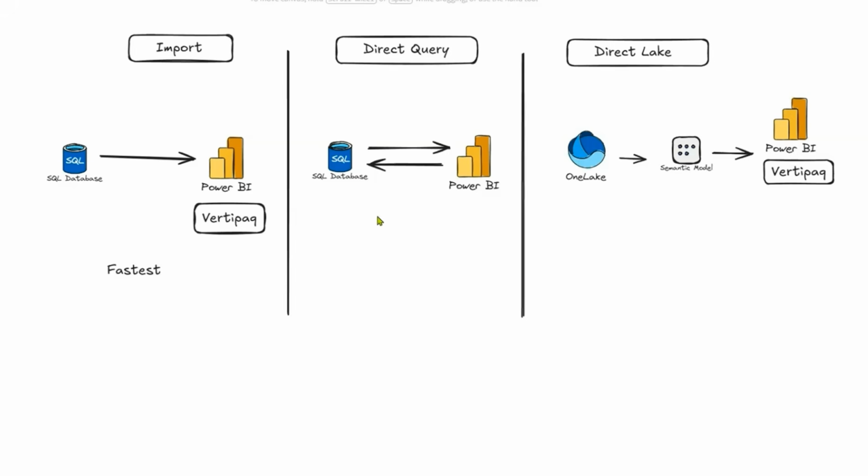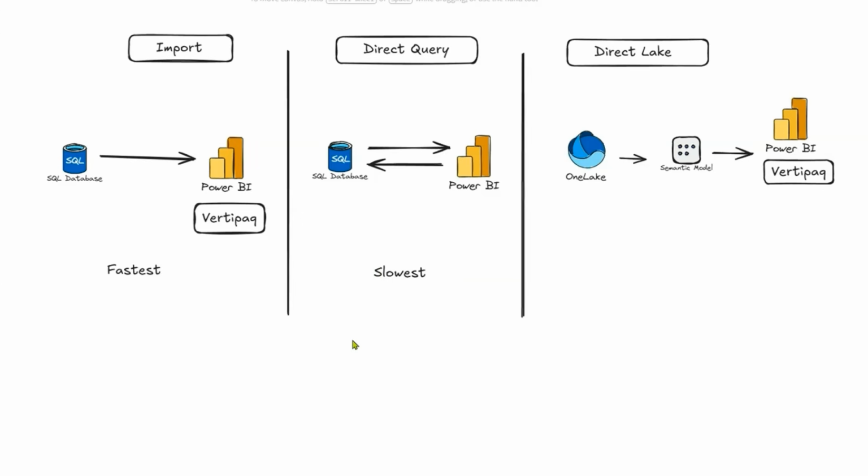Now let's come to DirectQuery. In this storage mode, the data is not copied to Power BI. The data stays in the SQL database itself. Whenever the user interacts with the Power BI report, it sends a SQL query to the SQL database. The database fetches the result and sends it back to Power BI. So for each and every Power BI interaction, the query is sent back and forth between the SQL database and Power BI. And this is the slowest among all three.